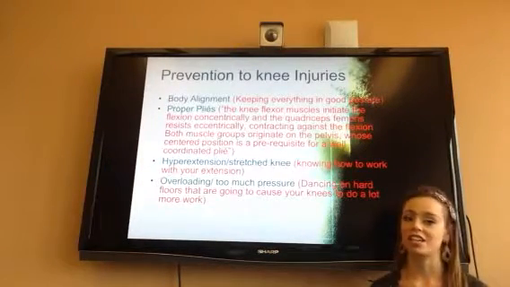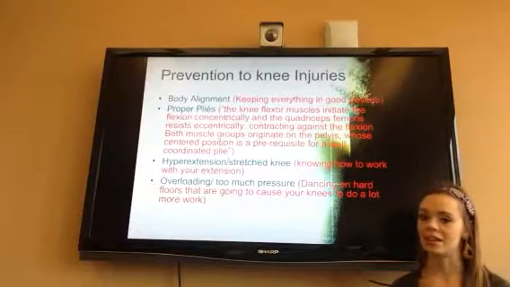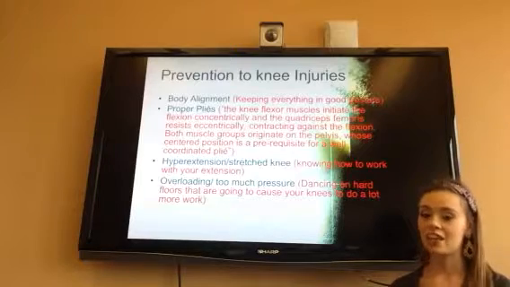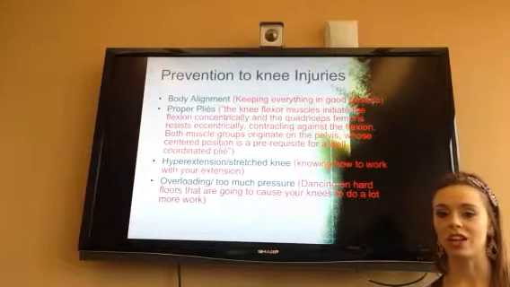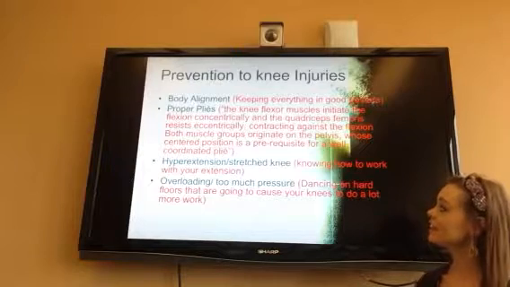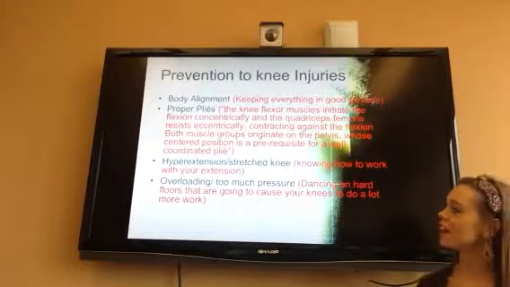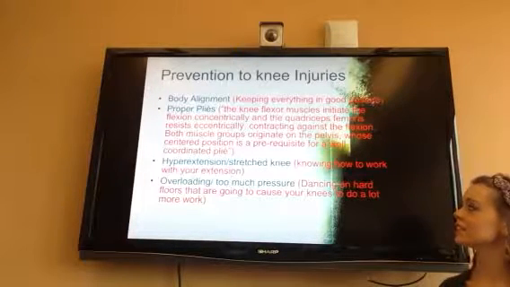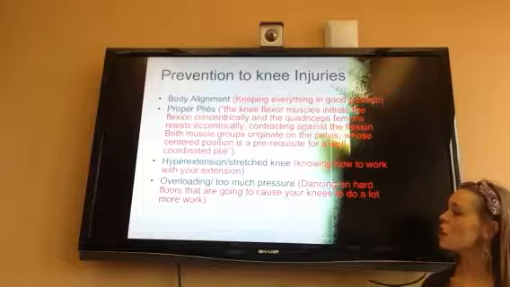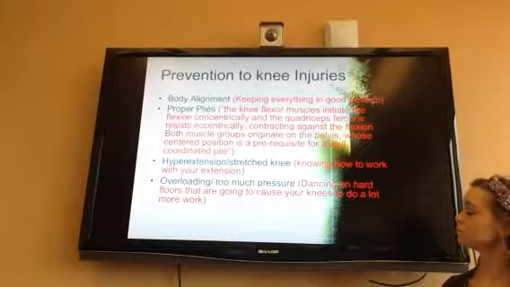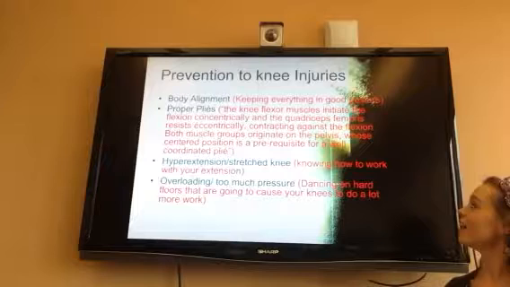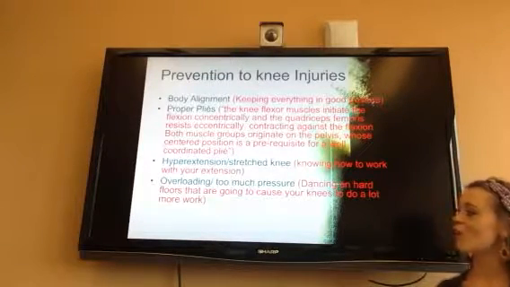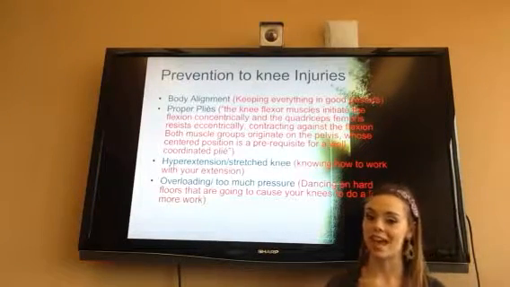Now, prevention of knee injuries. Knowing your body alignment is one of the most important things you can do, as well as proper pliés. In my research paper, I really liked a quote that I used, and it says, "The knee flexor muscles initiate the flexion concentrically, and the quadriceps femoris resists eccentrically, contracting against the flexion. Both muscle groups originate on the pelvis, whose centered position is prerequisite for coordination plié."